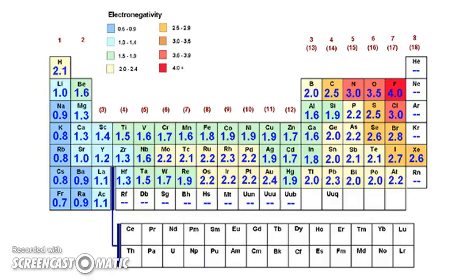Electronegativity differences that are between 0.0 and 0.3 are nonpolar covalent, like O2. Electronegativity differences that are between 0.4 and 1.9 are polar covalent. Now, any electronegativity differences that are between 2.0 and 3.3 are ionic.